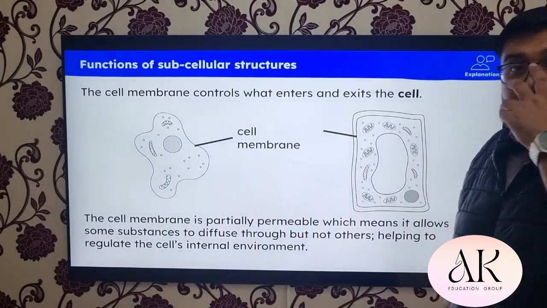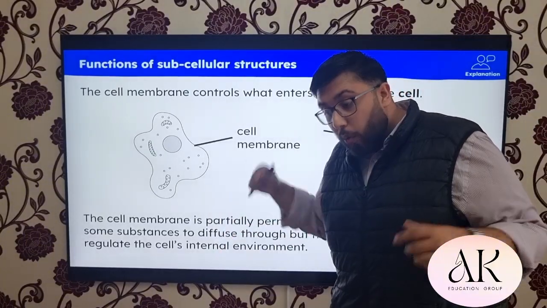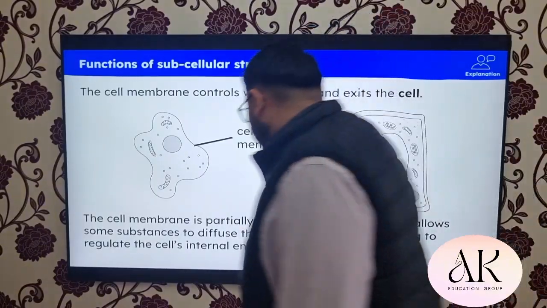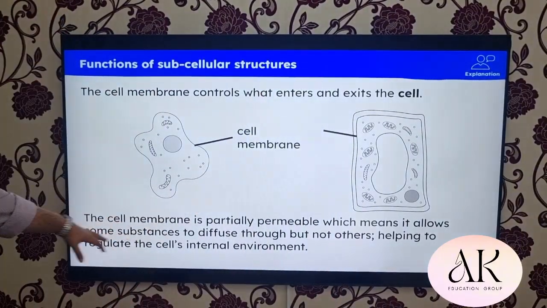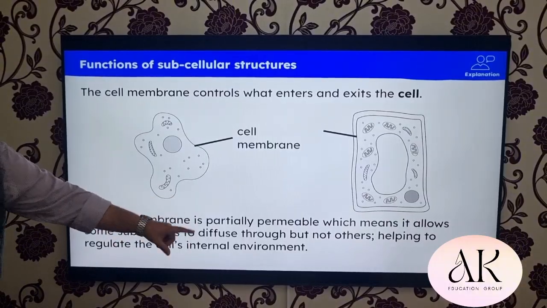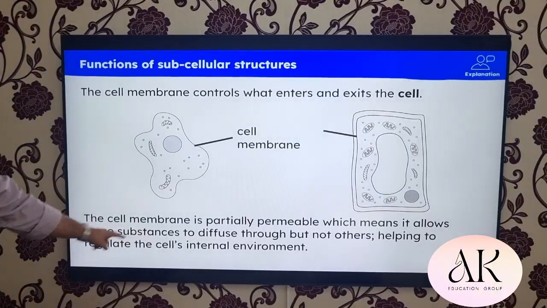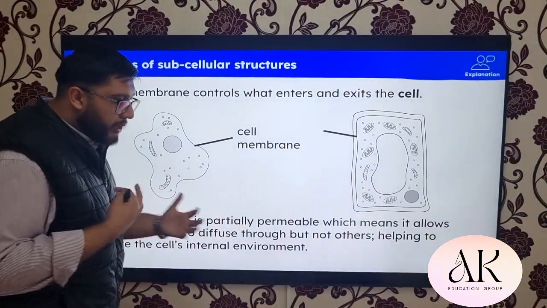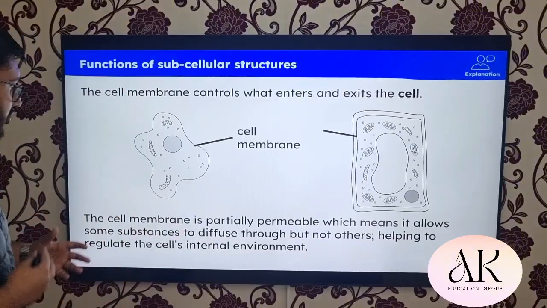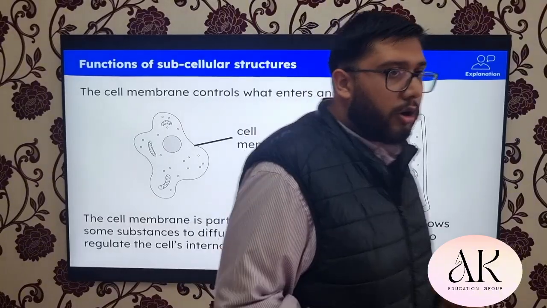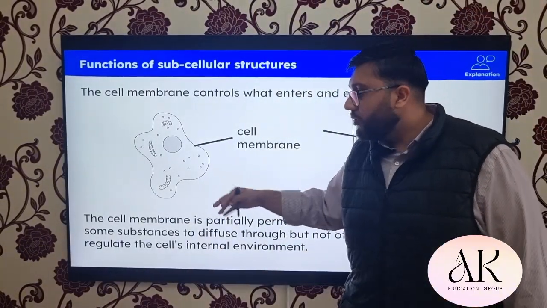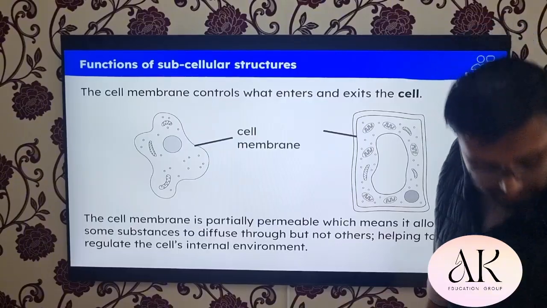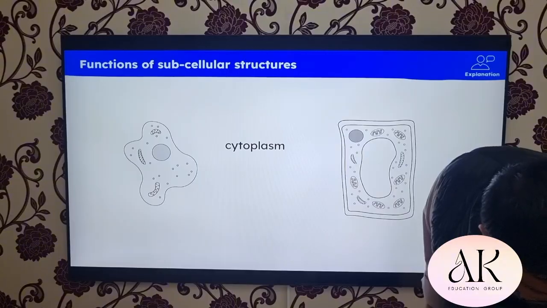So, the cell membrane. What's the function of a cell membrane? This is your exam answer, people. If you're watching this, watch it and learn, because this is your exam response. The cell membrane is a partially permeable membrane, which means it allows some substances to diffuse through, but not others, helping to regulate the cell's internal environment. That is the function of a cell membrane. It's controlling what's going in and out. It's allowing some things to go in, some not to. It's part of the protective system, making sure that the cell is well protected by controlling what's exiting and entering.